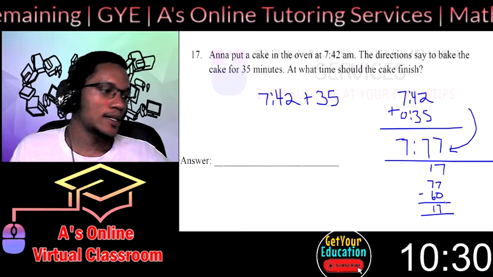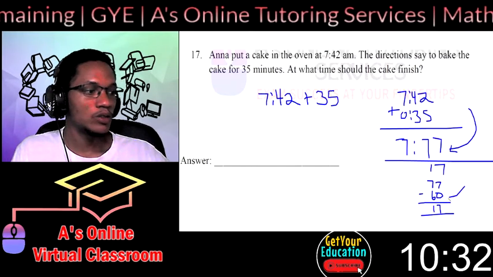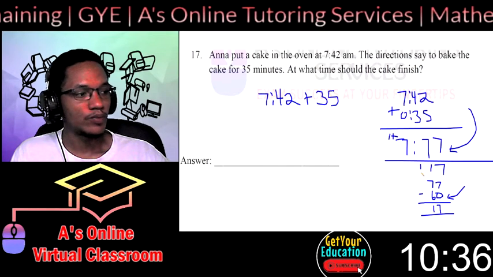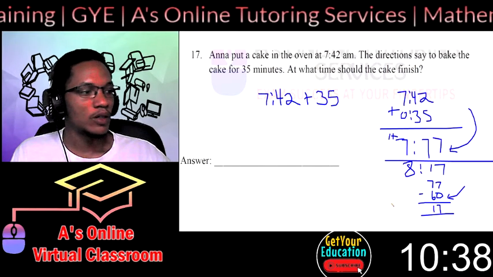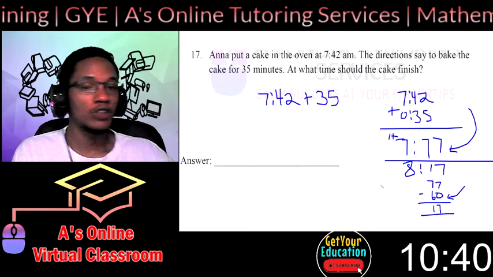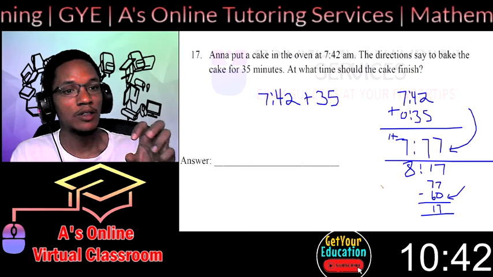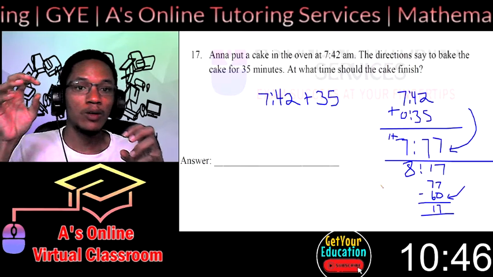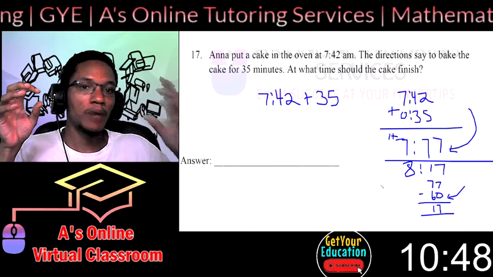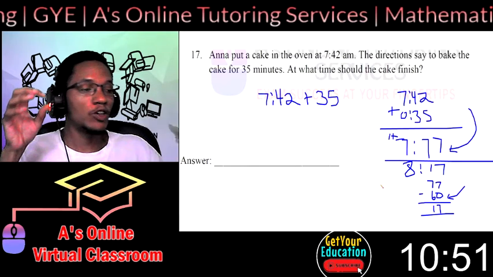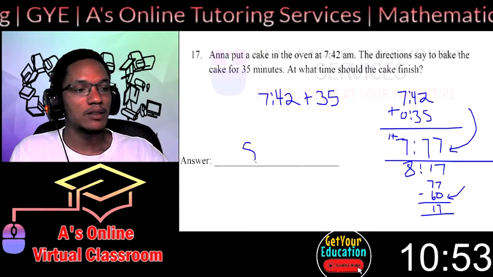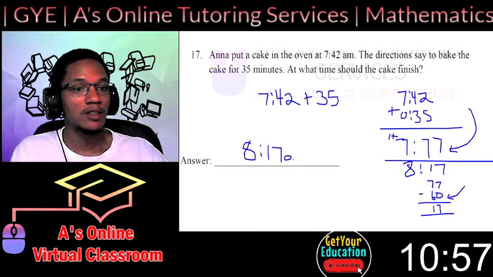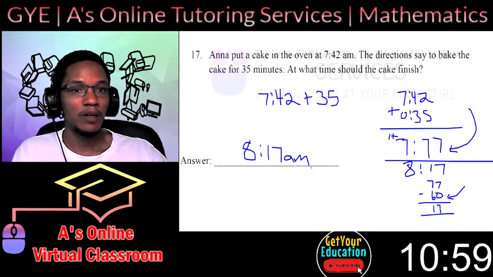And the 60 that we took out, we're going to add it as an hour to the 7, giving us 8:17. So you took out the 60 minutes from the 77, and you're going to add that into the hour, because 60 minutes is an hour, and the 17 left from the 77 is how many minutes past 8 o'clock it is. So this is 8:17, and this time we can put AM.